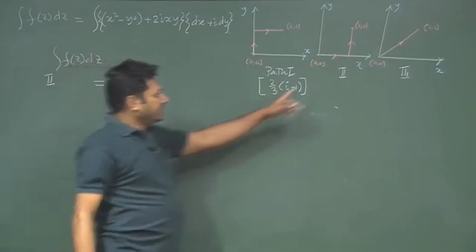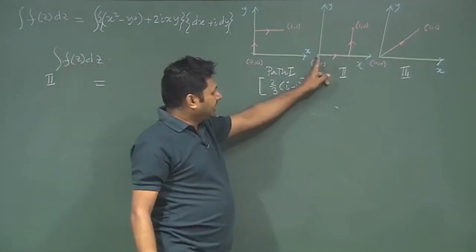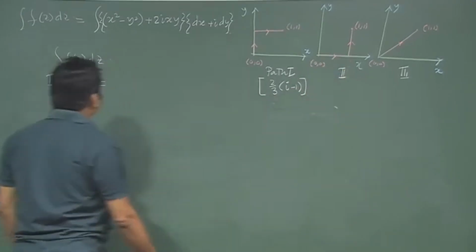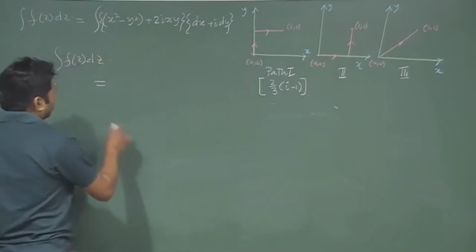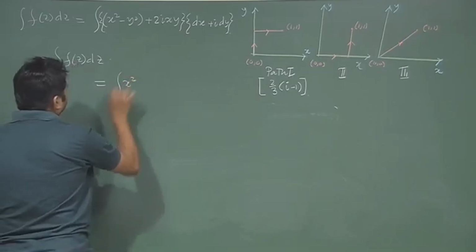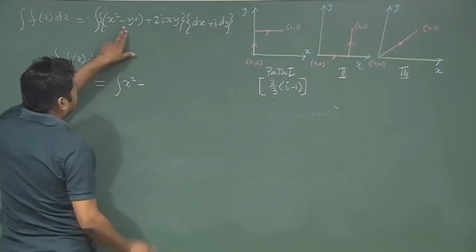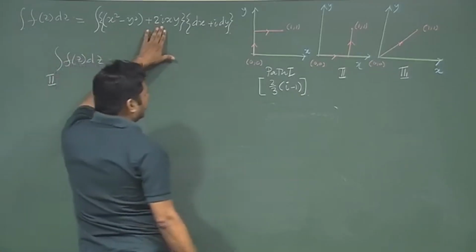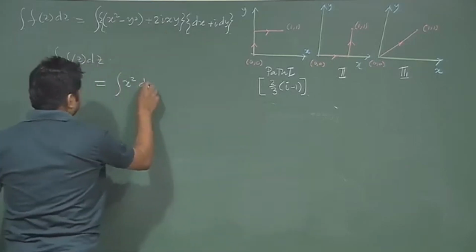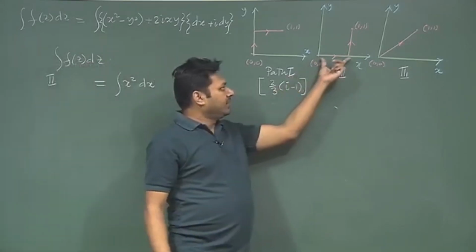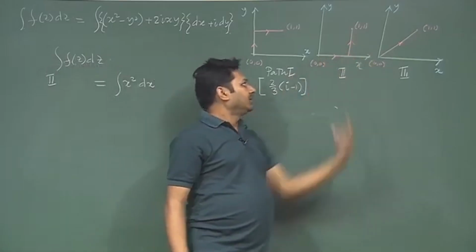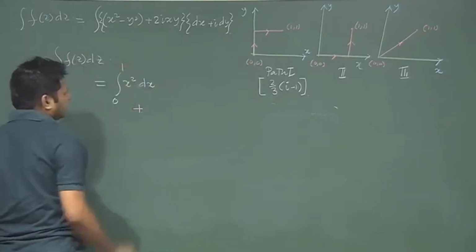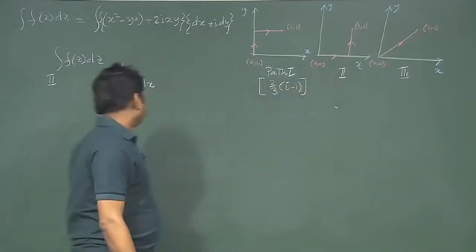In path 2, that means this path, what happened? Initially there is a change in x, but there is no change in y. So, y is 0 and x is changing. So, in the integral x square minus y square, y is 0, so I should not bother about y. This quantity also will not be there, dy is not there, so it will be just dx. This is the first segment of the line, and the limit is 0 to 1 because x is changing from 0 to 1 here.